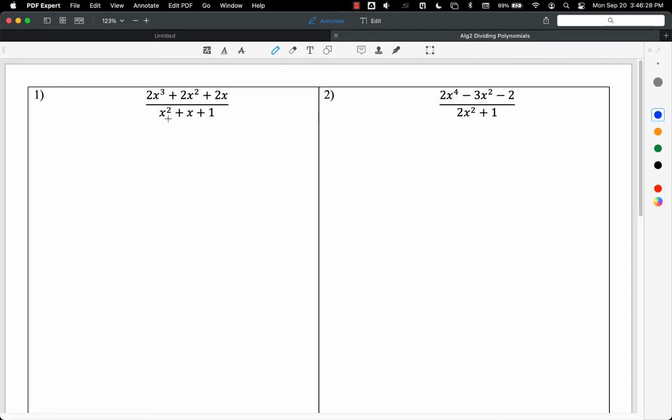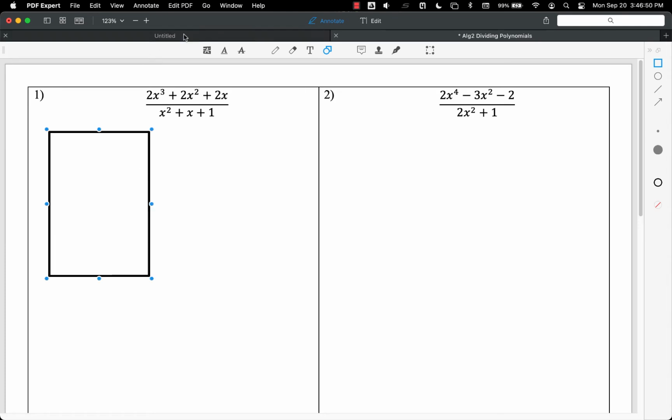So this first problem, let's start with the area model, the way that I taught us to do first. The way that I do this is the numerator is the area of my rectangle. I have technology, so let's use that really quickly. Let's make a black outline, no inside. All right, there is my rectangle.